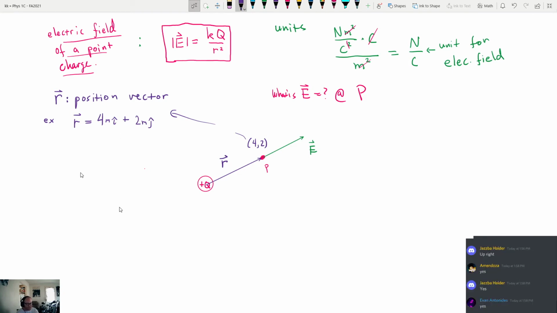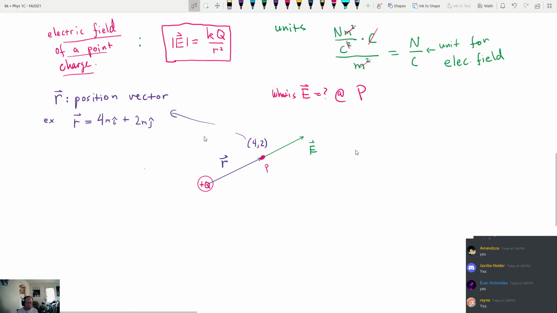You just need two numbers. Now, if we were looking at something in three dimensions, we would need three numbers, right? An x-coordinate, a y-coordinate, and a z-coordinate. But anyway, that is a position vector, right? It tells you the location of where the object is. Now, interestingly enough, the magnitude of that position vector is the same thing as what shows up down here in the denominator, right? The r is the magnitude of this, right?